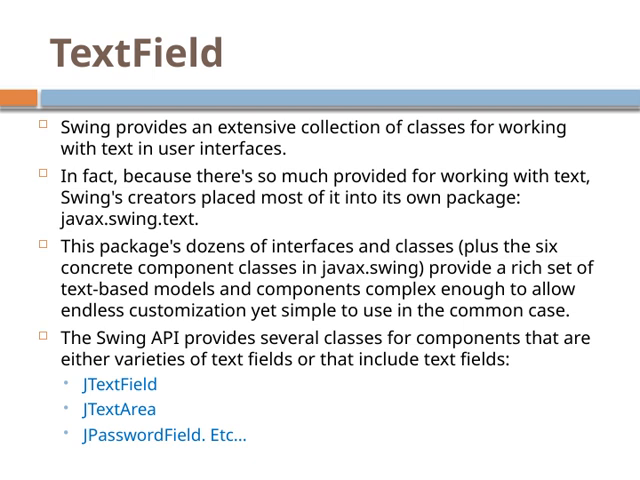In terms of components, the Swing API provides several key classes that are either types of text fields or include text fields as part of their functionality. These include JTextField, which is used for single-line text input, JTextArea, which allows for multi-line text editing, and JPasswordField, designed specifically for password input where the text is masked for security.